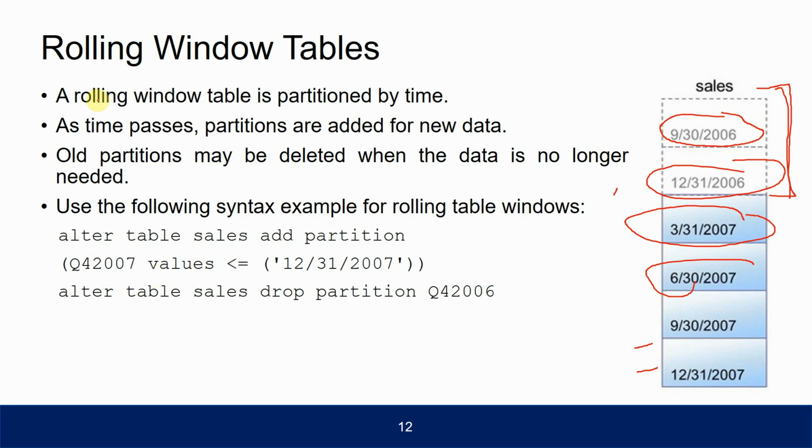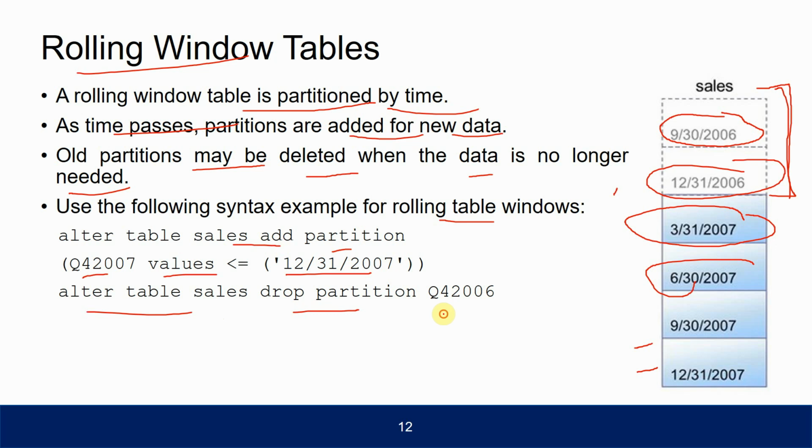The rolling window example I just explained is partitioned by time. As time passes, partitions are added for the new data, and old partitions may be deleted when the data is no longer needed. So you can use this syntax for the rolling window table: alter table sales, add partition, quarter, the partition name, with values for a given date. Alter table sales, drop partition: the old partition is dropped, the new partition is added, and we can have a rolling window of 4 quarters or every year.